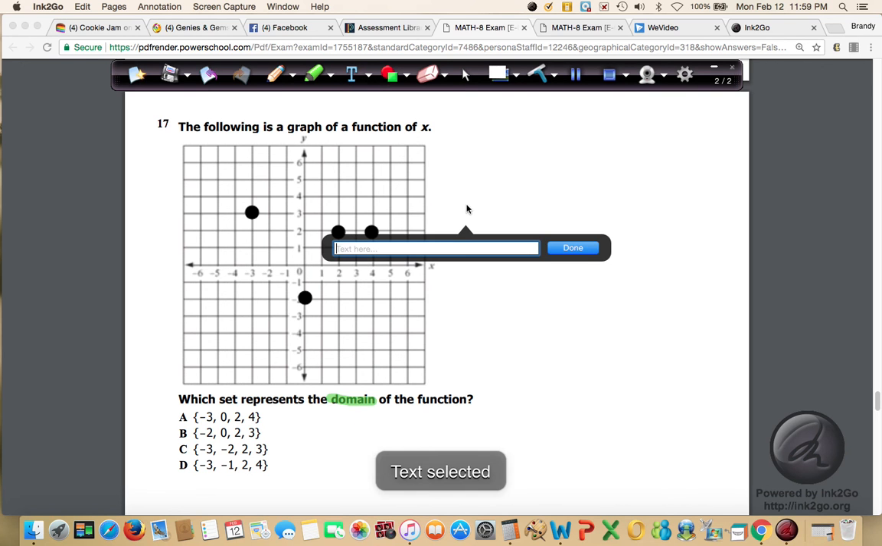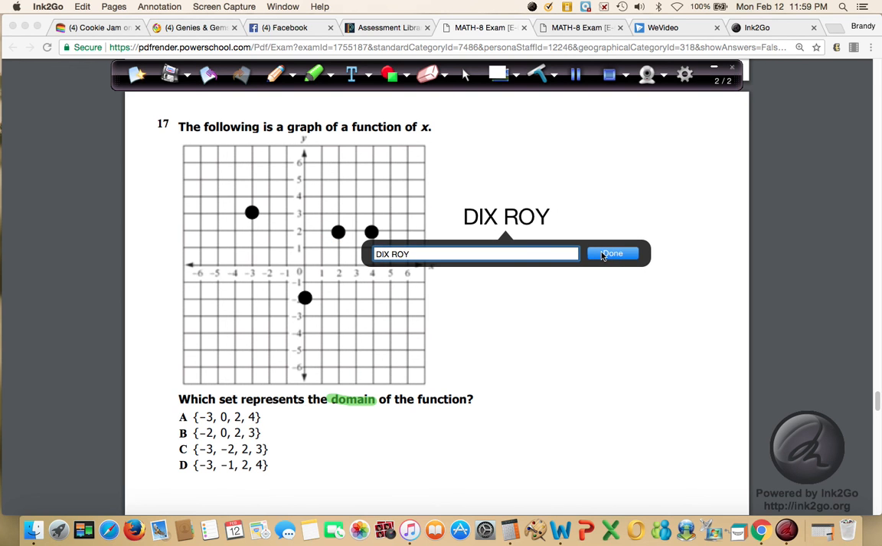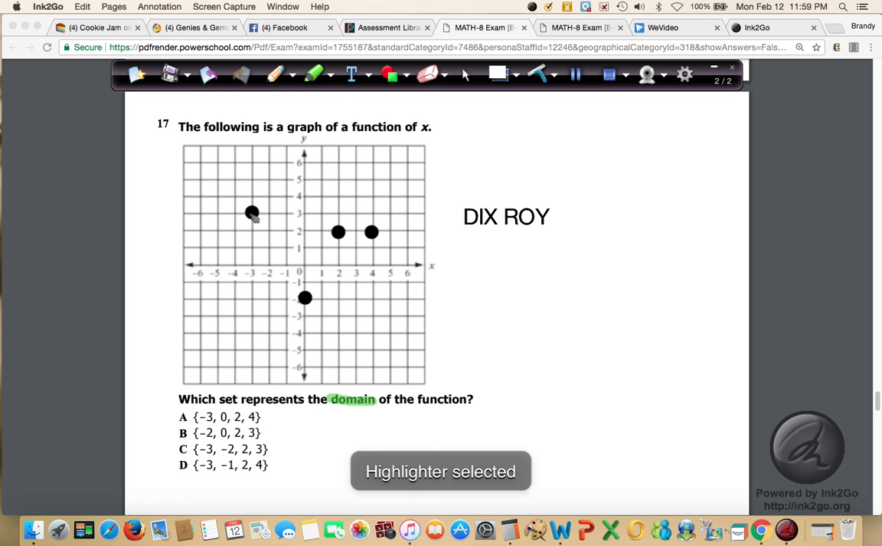Who can guess before I even put it up here what I'm about to type? Every time you see the word domain or range, this is what you want to write on your paper. That will help your brain remember, am I looking at the X numbers or the Y numbers? Now, I'm not going to tell you. Again, you don't want to pick every single number that's listed. You only want to pick the numbers that go with these points.